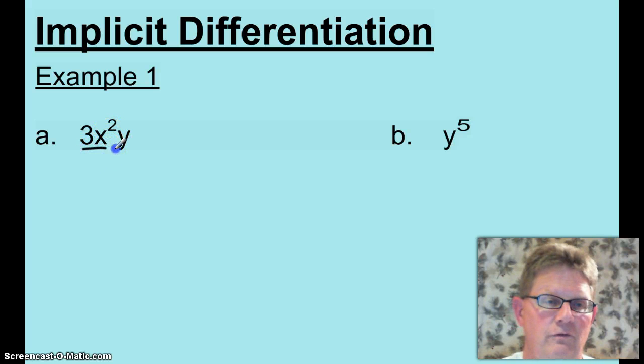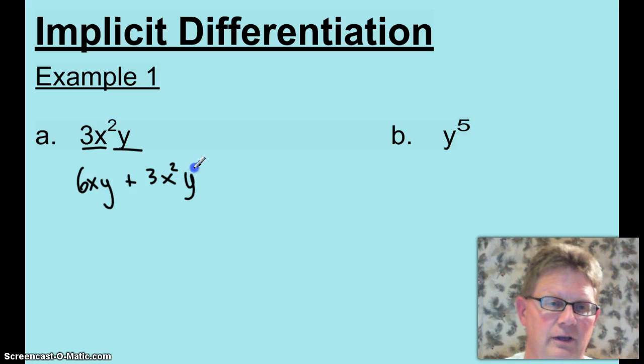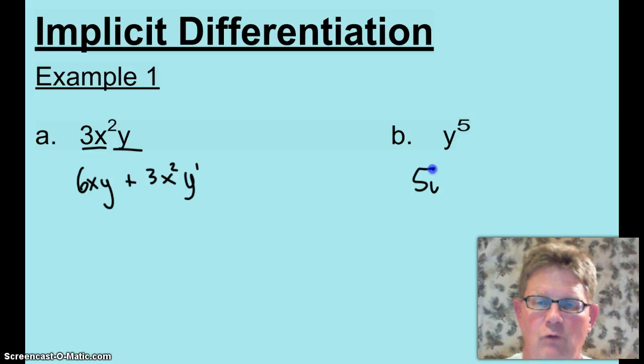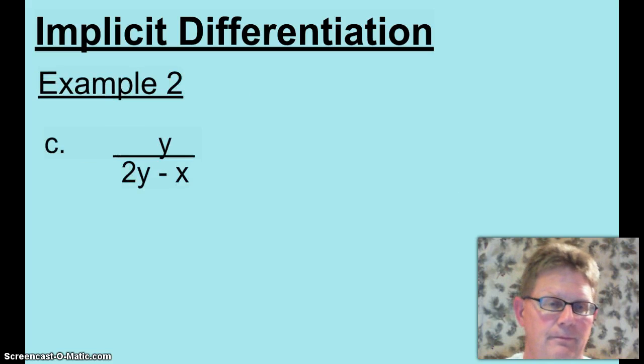Okay, we've got two functions of x, 3x squared, and some other function of xy. Product rule is in effect. So we're going to do the derivative of the first one times the second, plus the first times the derivative of the second. Hey, I've already done this one. 5y to the fourth times y prime because of the chain rule.